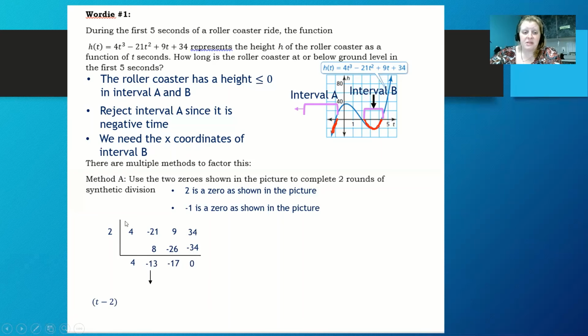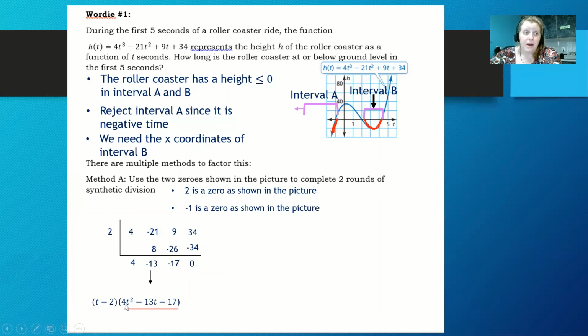And then what I want to do is take this information and present it in factored form, just so I can kind of see everything laid out. So if 2 is a 0, that means t minus 2 is a factor. That's from our factor theorem. When you go to write your answer for synthetic division, all your powers go down by 1. So it started as a cubic, and now it's going to start as a quadratic. So we have part of our polynomial factored. If you were to FOIL this back together, you would get back to the very beginning.